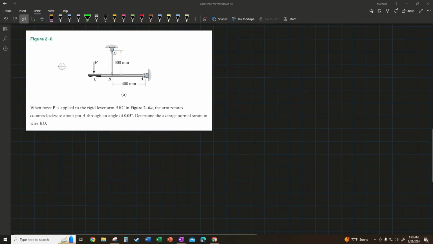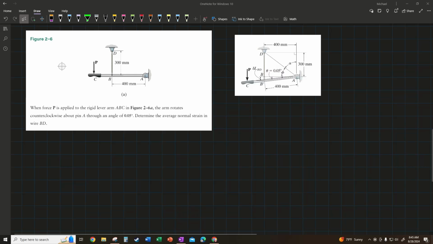Let's look at a quick example. Here we have a force applied to this arm, and it's attached to a cable. So when the arm rotates counterclockwise, it's pinned at A, and if we move through an angle of 0.05 degrees, we want to figure out what the average normal strain is in the wire BD, or just the normal strain in the wire BD.